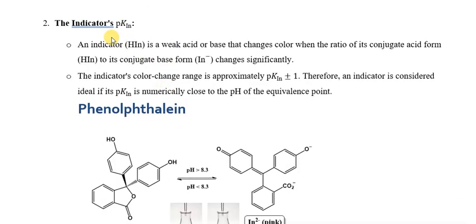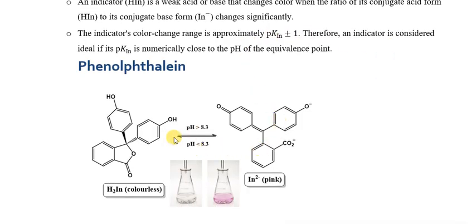Basically, what are indicators? Indicators are represented by HIn. Basically, indicators are weak acids, sometimes weak bases, that change color when the ratio of the conjugate acid to the conjugate base changes significantly.